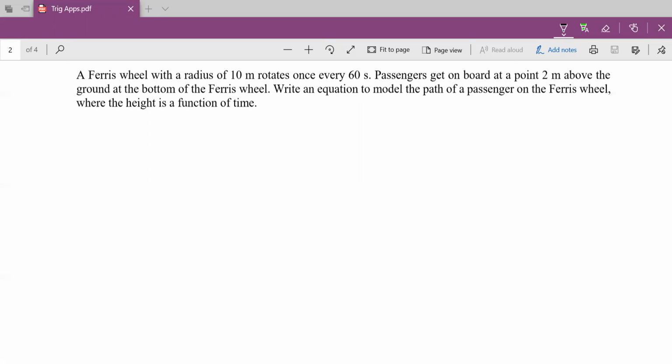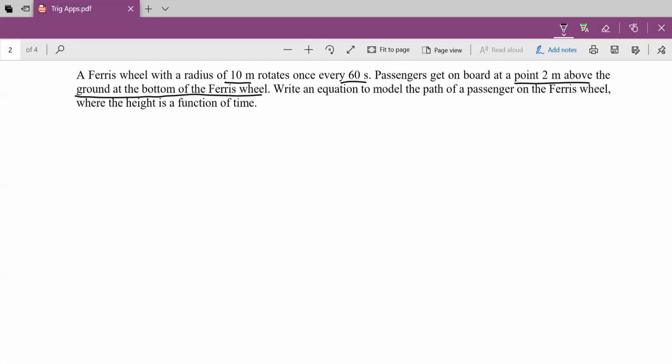Okay, so this one says we got a Ferris wheel with a radius of 10 meters, rotates every 60 seconds. So that's important. Passengers get on board at 2 meters above the bottom. It's never at the very, very bottom, or else the Ferris wheel would hit the ground and we'd have a bit of a problem.